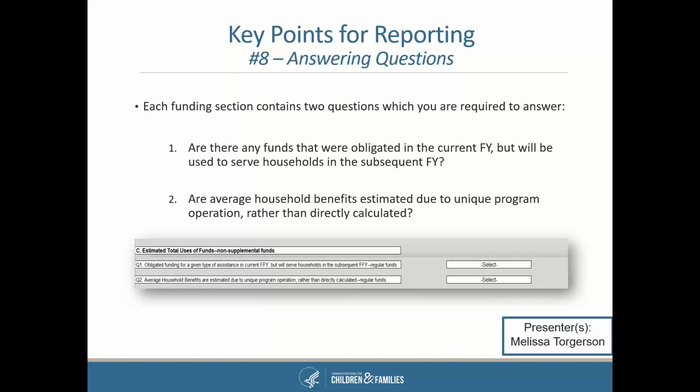So some of you may have program delivery costs that are included in your average benefits, but they're not a direct benefit to the client. And so if you're doing any kinds of those estimated calculations, we want you to click yes and include a note to explain it here.